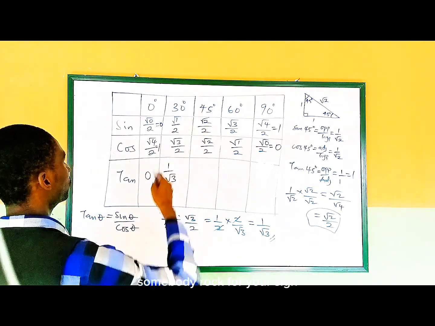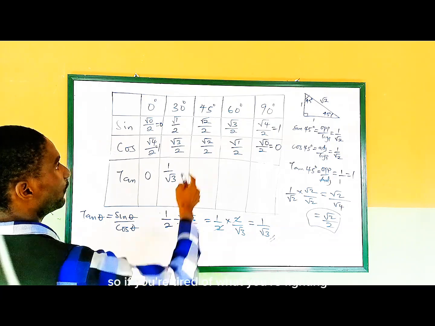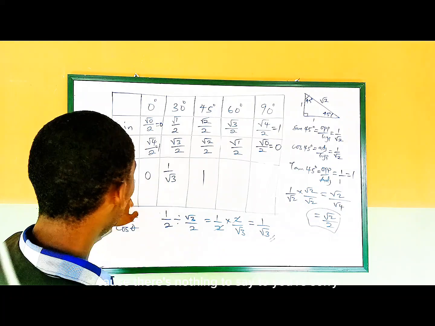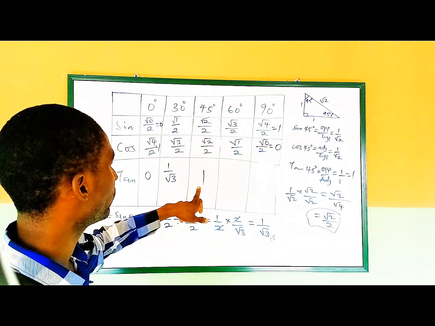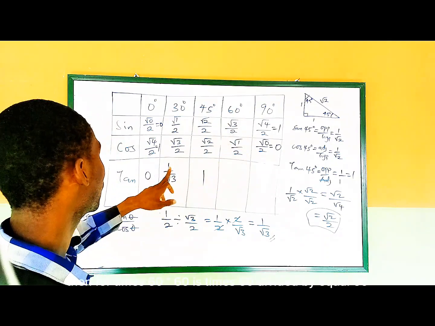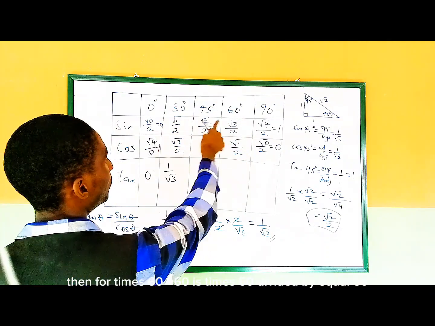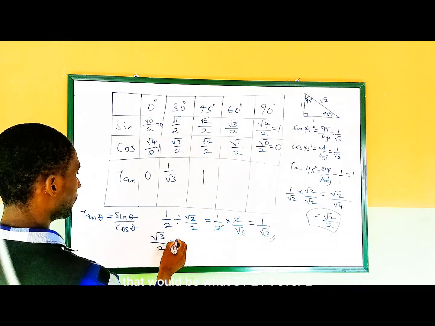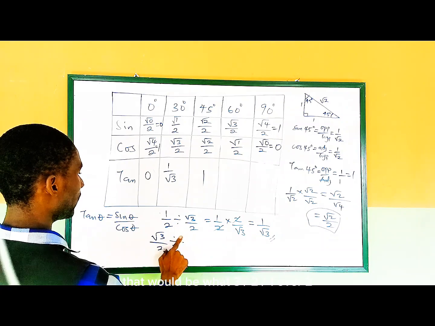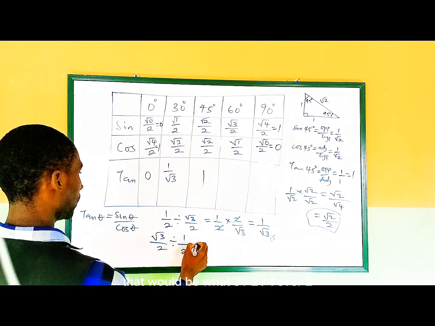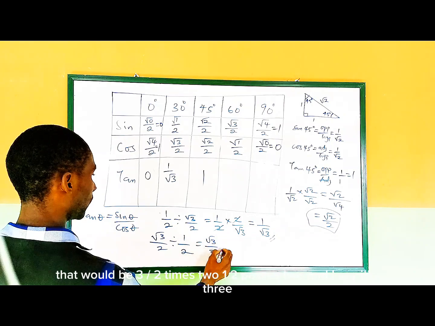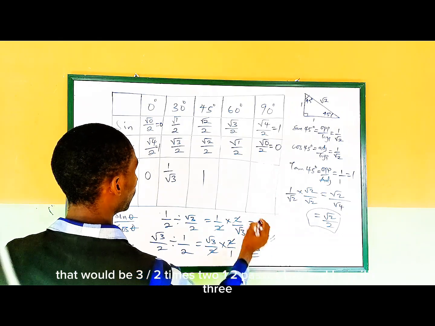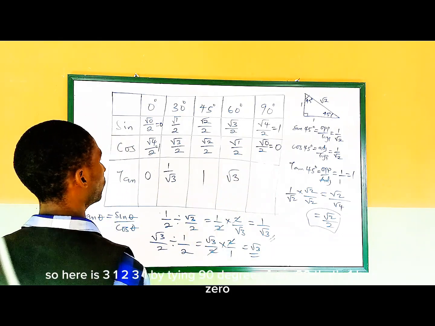For tan 45, sin divided by cos, they are exactly the same, so your answer will be 1. If you punch your calculator, tan 45 is 1. Then tan 60 is sin 60 divided by cos 60. That will be root 3 over 2 divided by 1 over 2. That will be root 3 over 2 times 2 over 1. 2 cancels 2. The answer is root 3. So here is root 3.